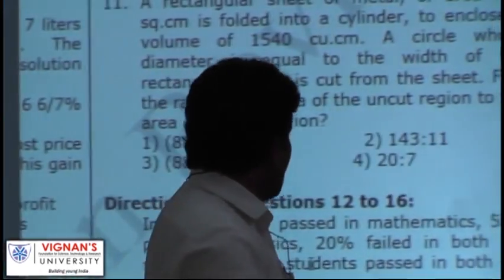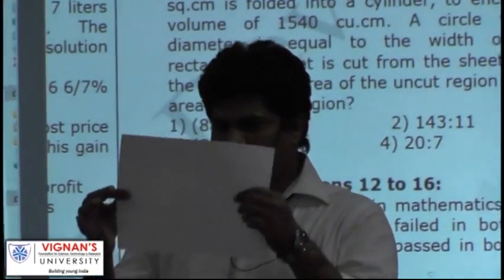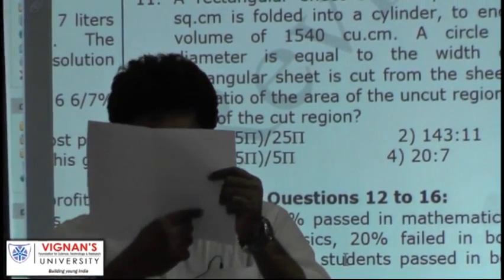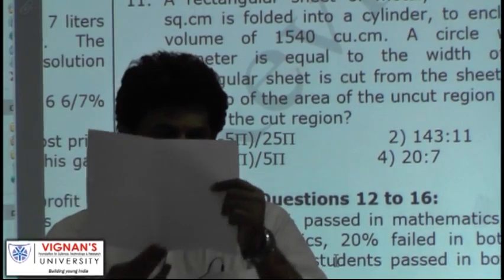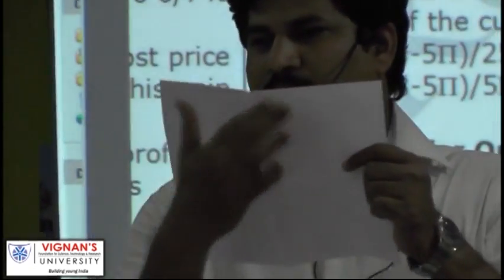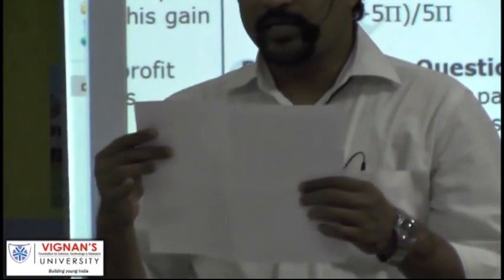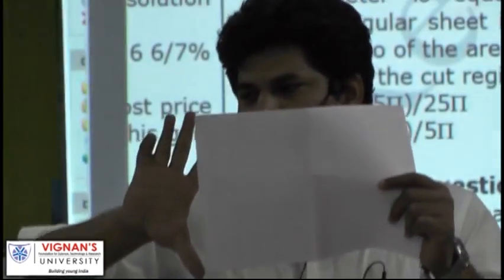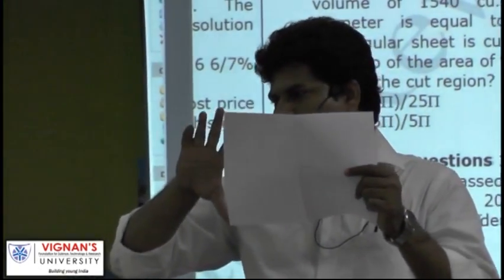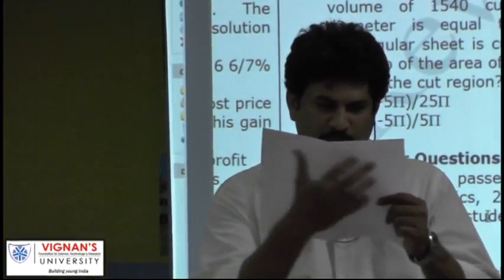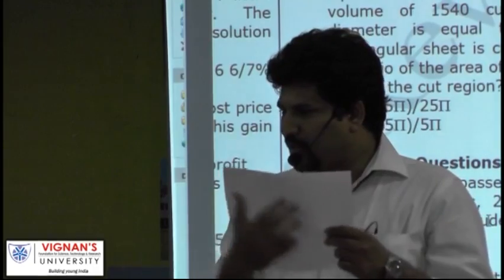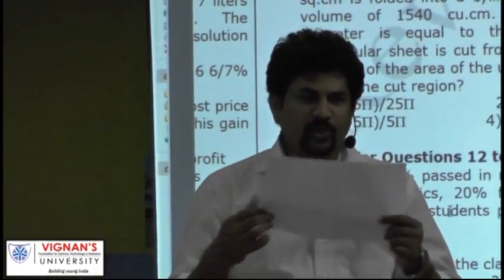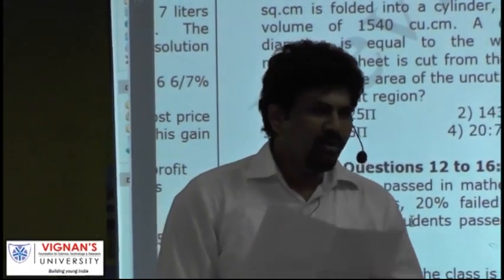Now what he says, a circle whose diameter is equal to the width of the rectangular sheet. A circle whose diameter, it means a circle which is touching both these sides, right? A circle like this is cut from this sheet. This is length and this is breadth or width of the sheet. So now he is asking, if you cut a circle like this, what is the area of the uncut region? Uncut region is the remaining area after cutting. Uncut region to the cut region. This is what we need to find out.